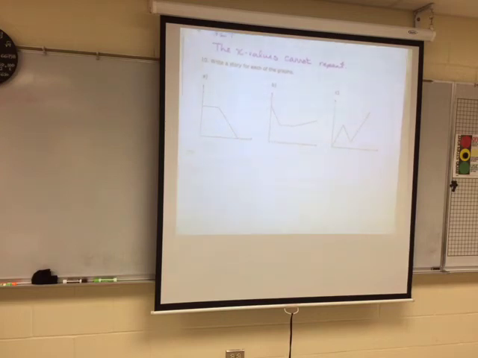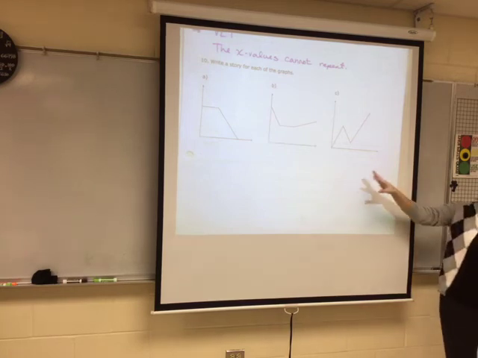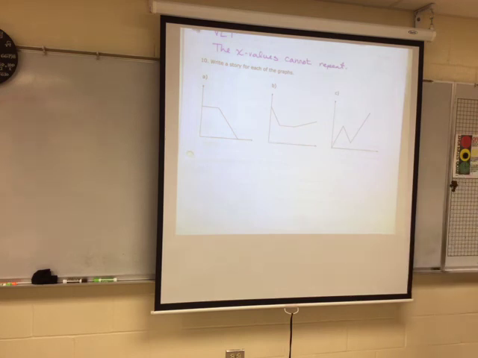All right, number 10 says write a story for each of the graphs. Tomorrow I'm going to have 3 stories, and I'm going to ask you to match them to 3 different graphs, or not these exact graphs, to 3 different graphs. But today I asked you to write 3 stories for me. So what I want you to do is write me 3 stories, and then we're going to talk about them, and I'm going to write down one story for each one.